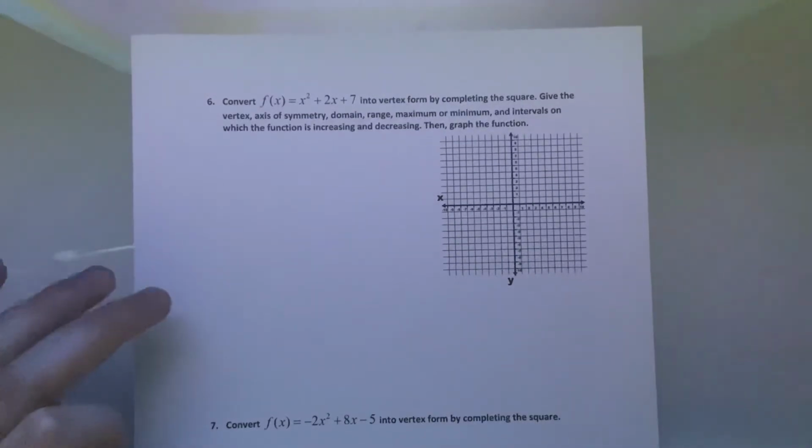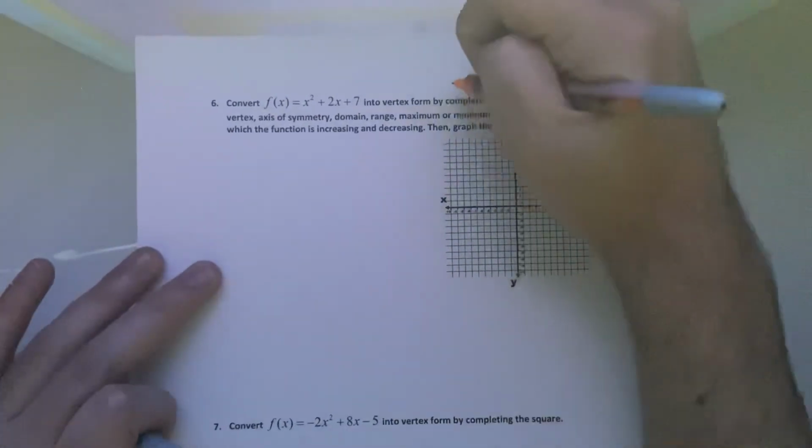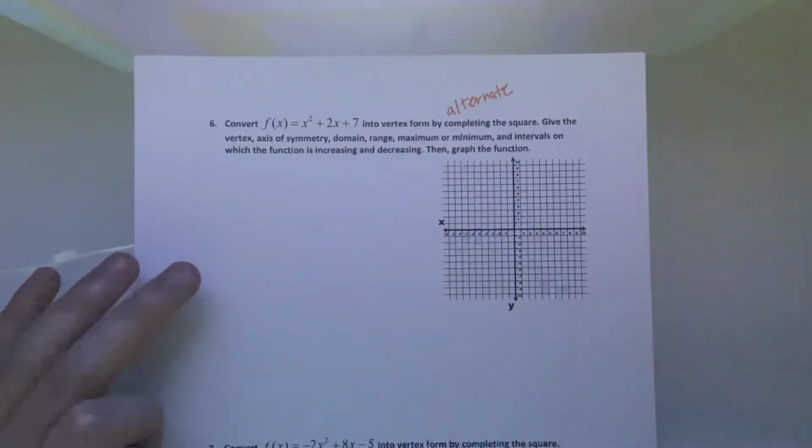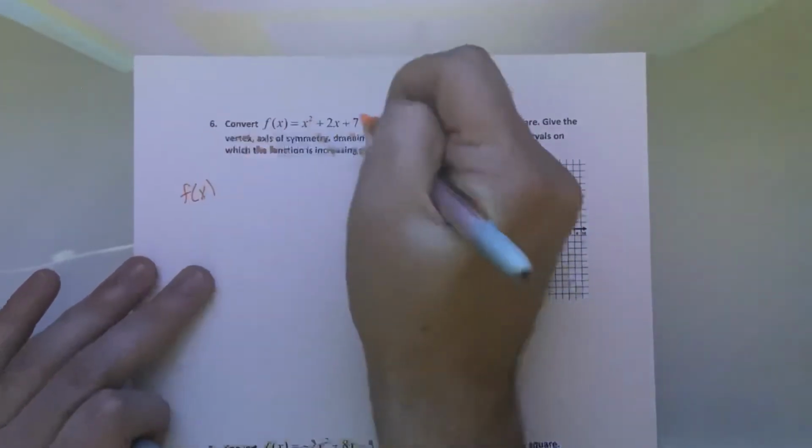Okay. So, to get it into vertex form, we can complete the square. I'll teach you an alternate method on the next problem we have to do it. To complete the square, again, we have to complete the square on x. So I'm going to subtract the 7 over.